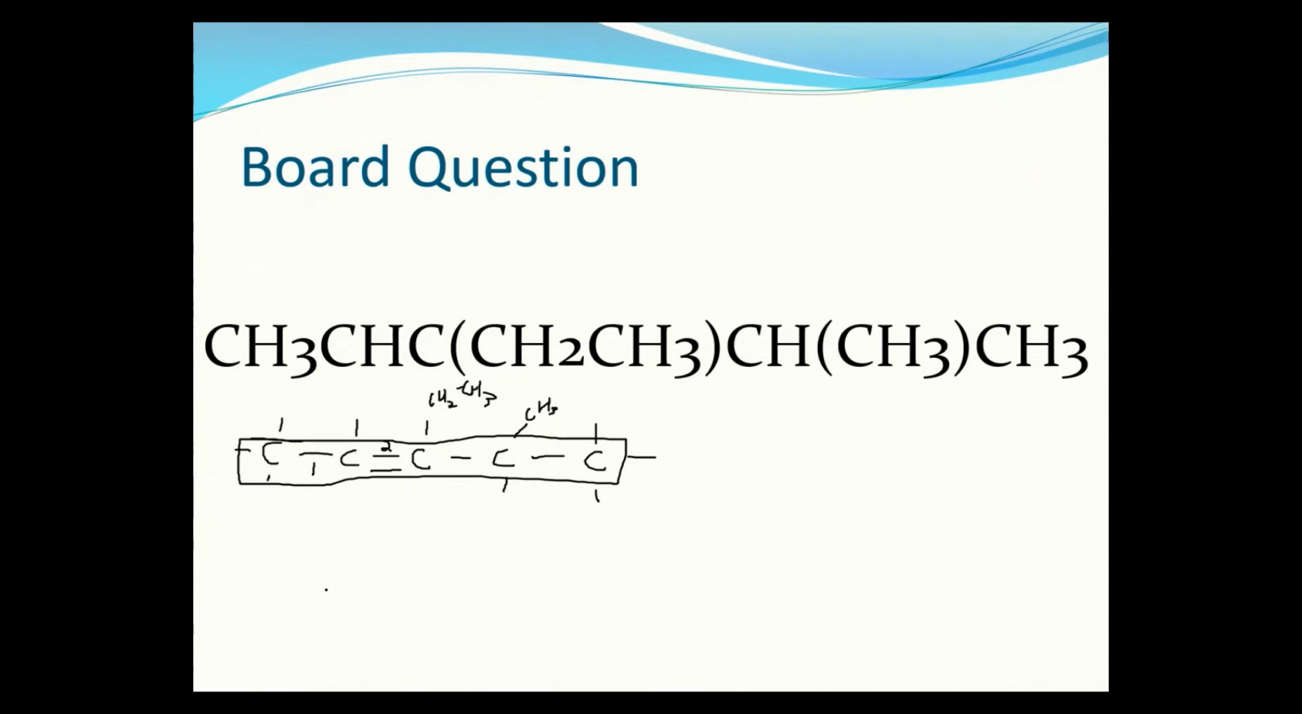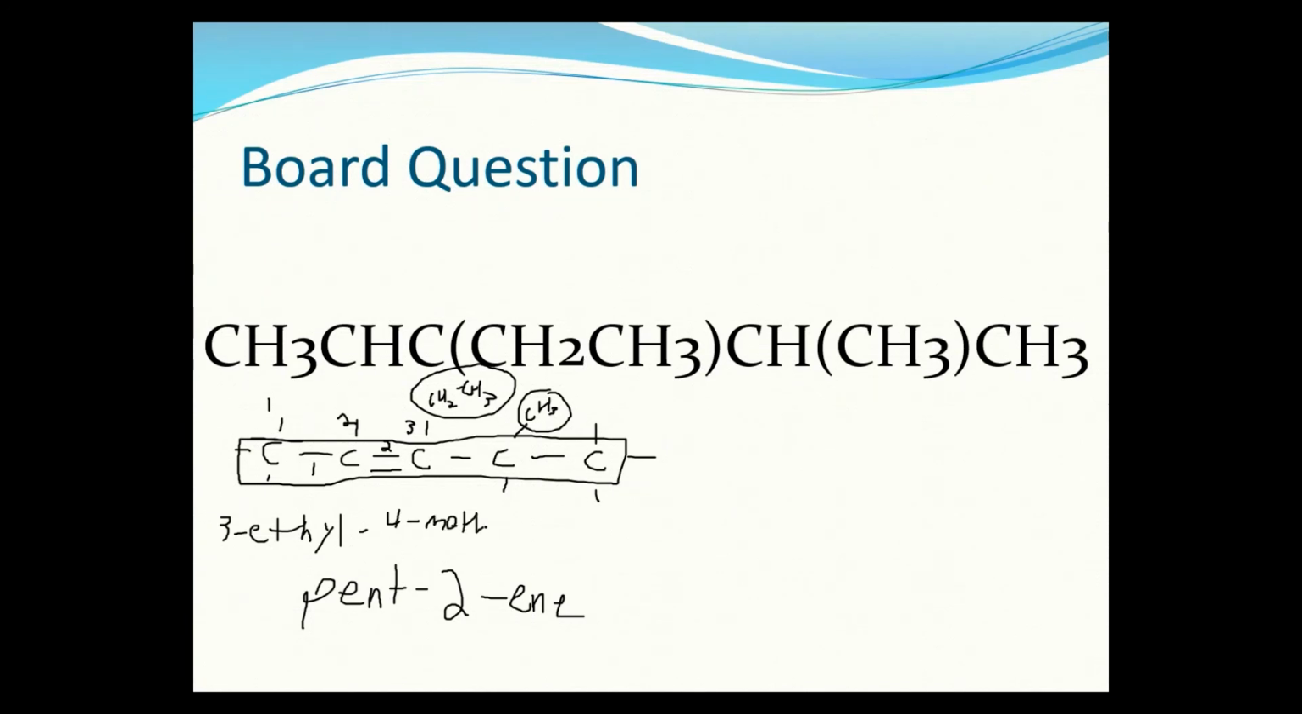We have 5 carbons, which is pent. The double bond is on 2, and then it's ene. I don't know why I started over here because we have 2 branches. And then carbon 1, carbon 2, carbon 3. So we have an ethyl on 3, so 3-ethyl. And then we have a methyl on 4, so 4-methyl, pent-2-ene. Okay. So hopefully those went well, and if you have any questions, just let me know.